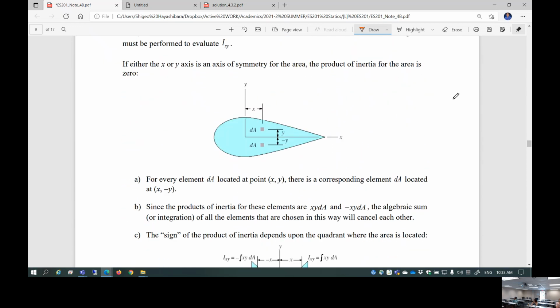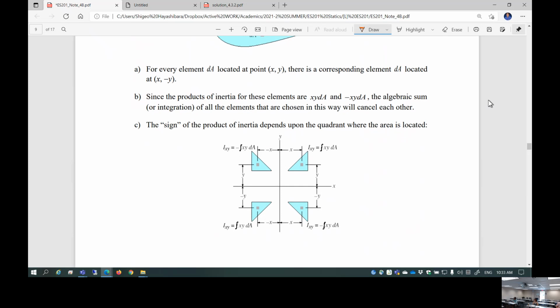So product of inertia is kind of interesting. Suppose you have a body which has at least one axis of symmetry. So this is a symmetrical cross-section about coordinate x. If so, Ixy is 0. Product of inertia becomes 0 if you have at least one axis of symmetry of a body.